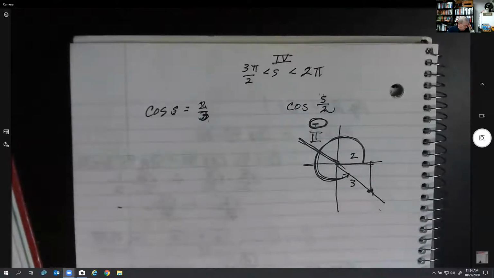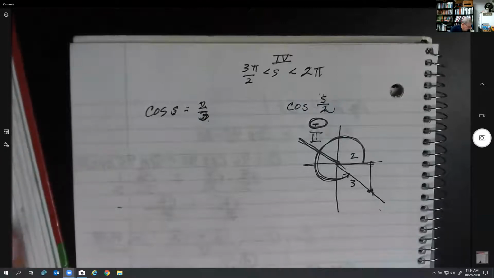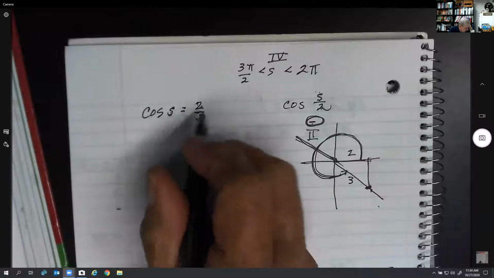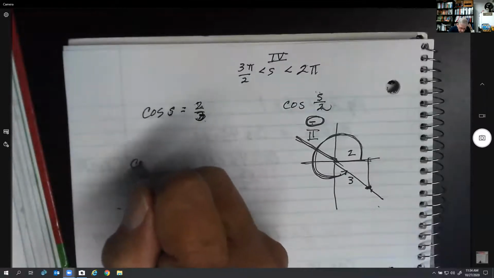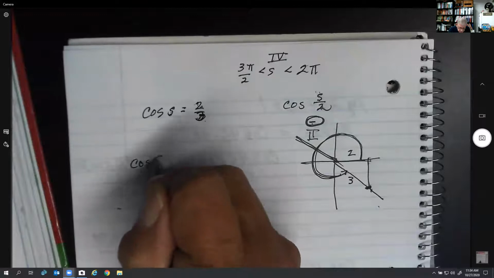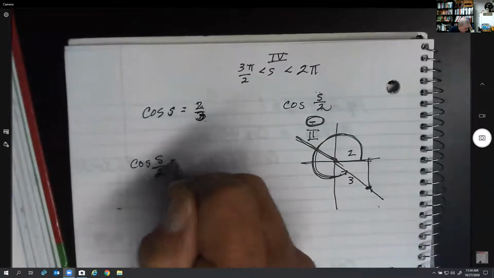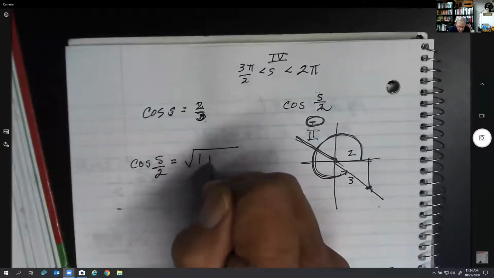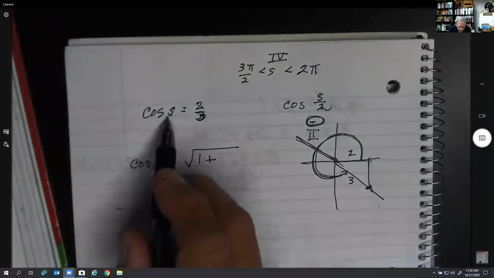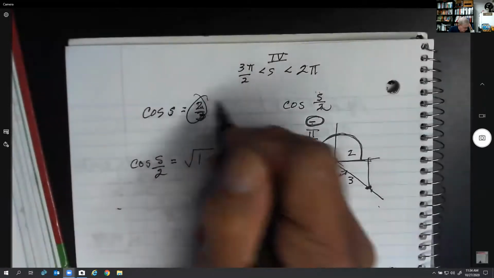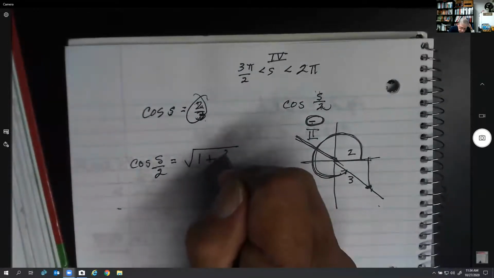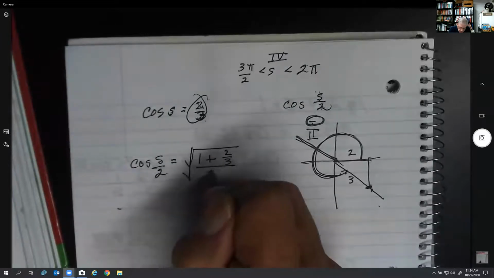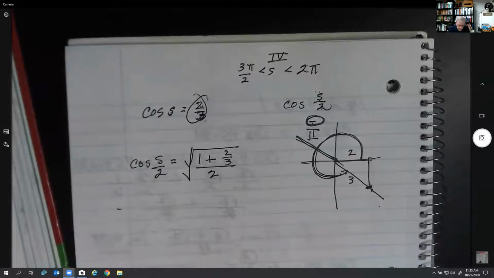Okay, so now they're going to take a look at the formula and put it into our formula. The cosine of S over 2 is equal to what? It's equal to the square root of 1 plus the cosine of S, this 2/3, and this whole thing is divided by 2.